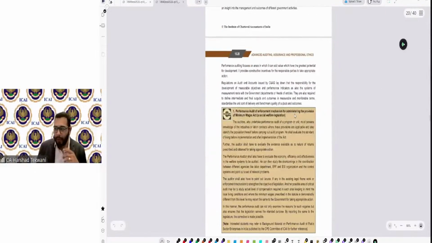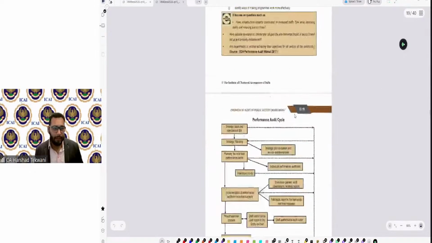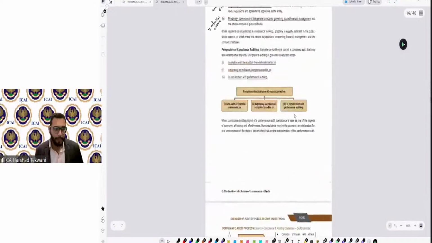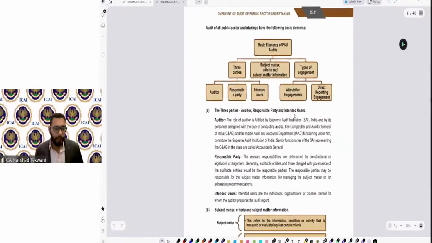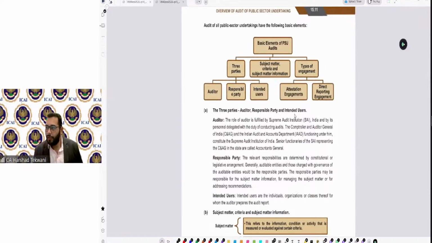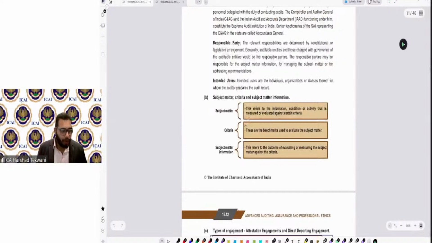Okay, so there is one doubt with respect to page 5.11. It states subject matter refers to information condition that is major or related against parental. Subject matter. Now, the doubt here is with respect to the subject matter. I'll explain what this is and what is the criteria that is being discussed over here.